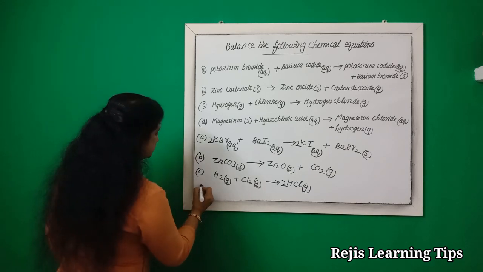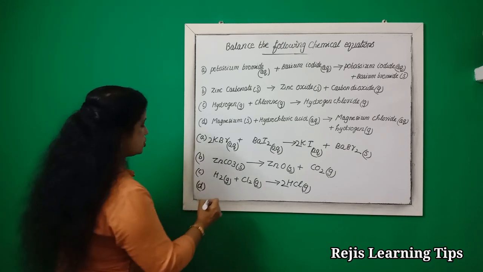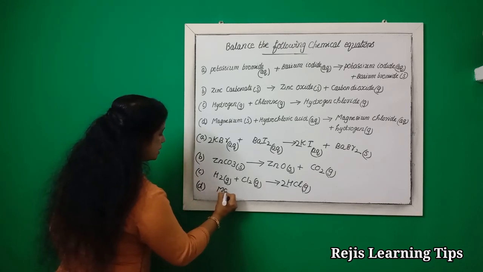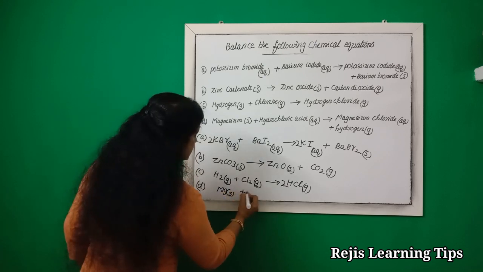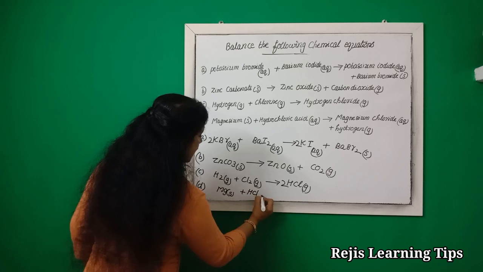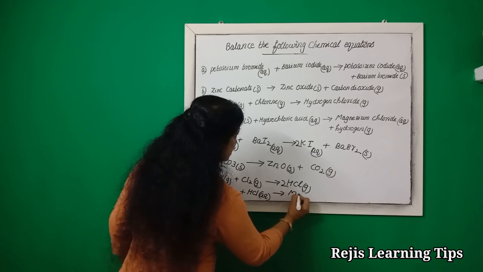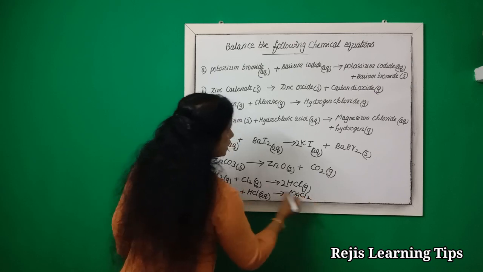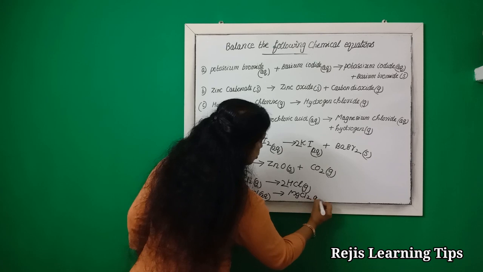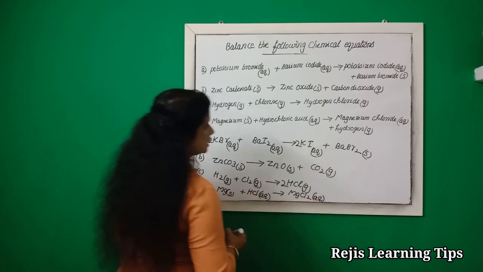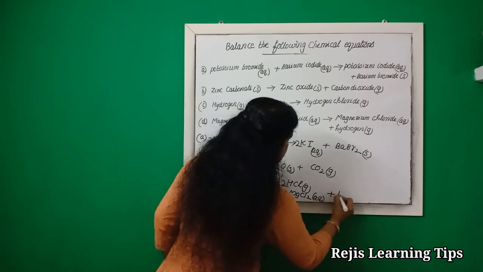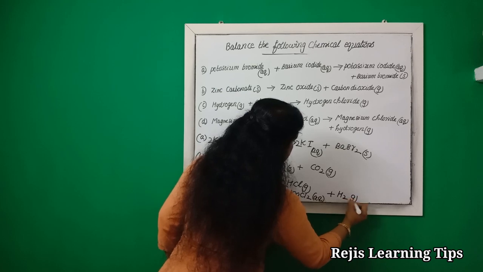Then D, magnesium that is Mg(s), hydrochloric acid that is HCl aqueous, then magnesium chloride that is MgCl2 that is also aqueous, so aq, then hydrogen H2 gas.